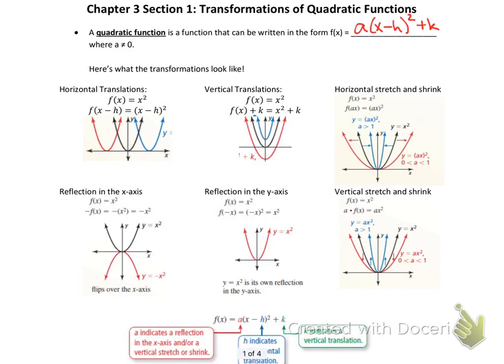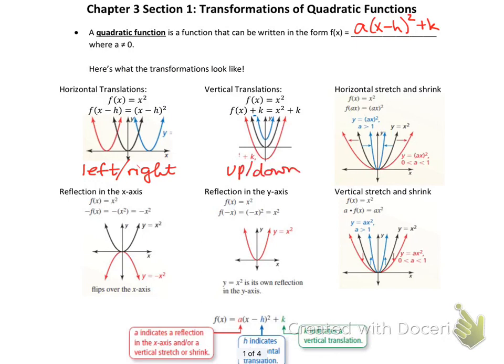So it's always going to look like a(x - h)^2 + k, where a, h, and k are numbers, and a cannot equal 0. Okay, so here's what they look like, just so you have some kind of visual. Horizontal translation, that's left and right. The vertical is up or down.